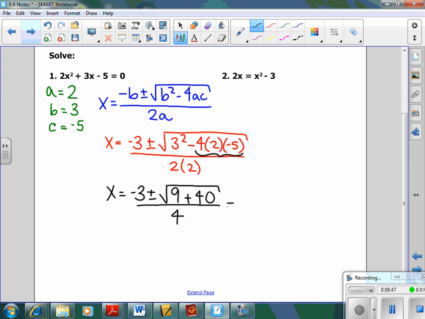So let's keep on going. We can simplify what's inside the square root. We get the square root of 49 divided by 4. And we know the square root of 49 is 7.